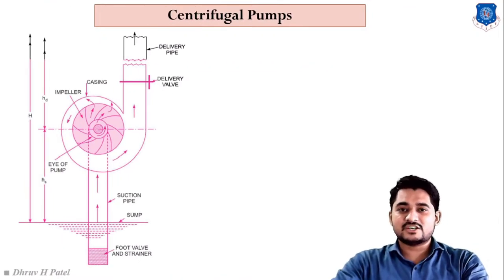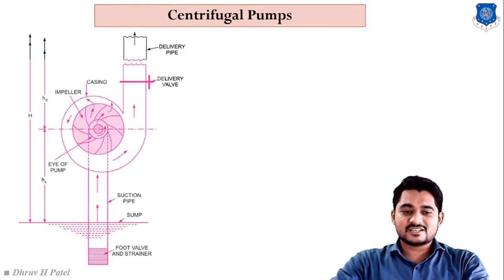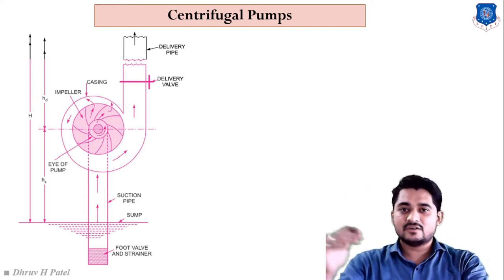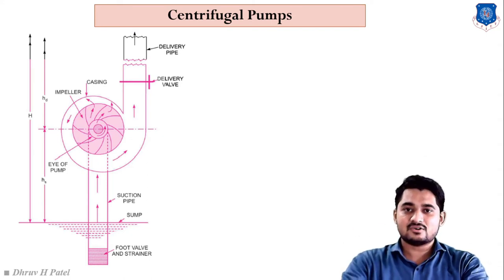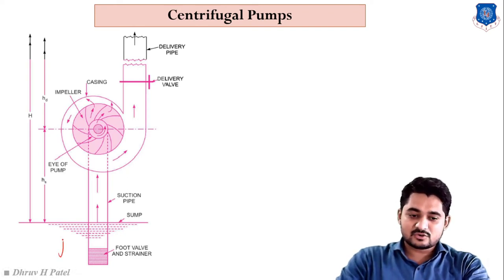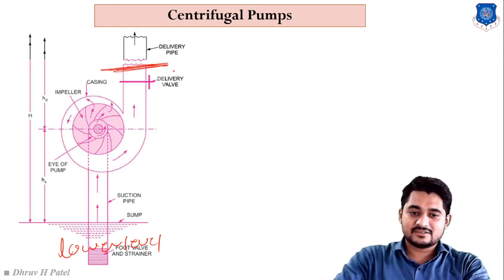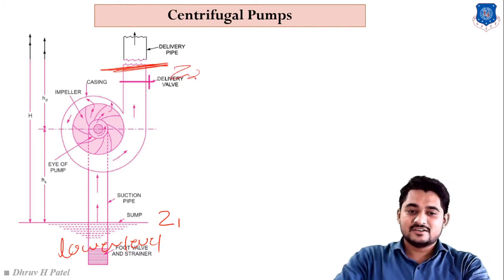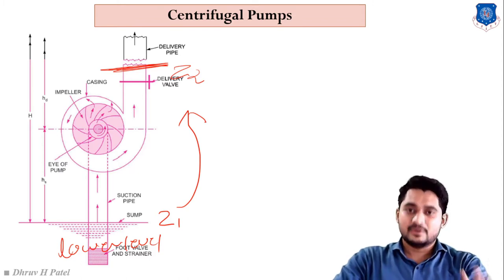First of all, basics of the centrifugal pump. As shown in this sketch, the basic work of the centrifugal pump is to transfer water from the lower level to the higher level with the use of mechanical energy, or we can say electrical energy. So in the centrifugal pump, water is transmitted from the lower level to the delivery level, the higher level. Clear? So this is our lower level Z1 and this is the higher level Z2. We transfer water from Z1 to Z2, and that is known as a pump, right? So basically, construction and working of the centrifugal pump.